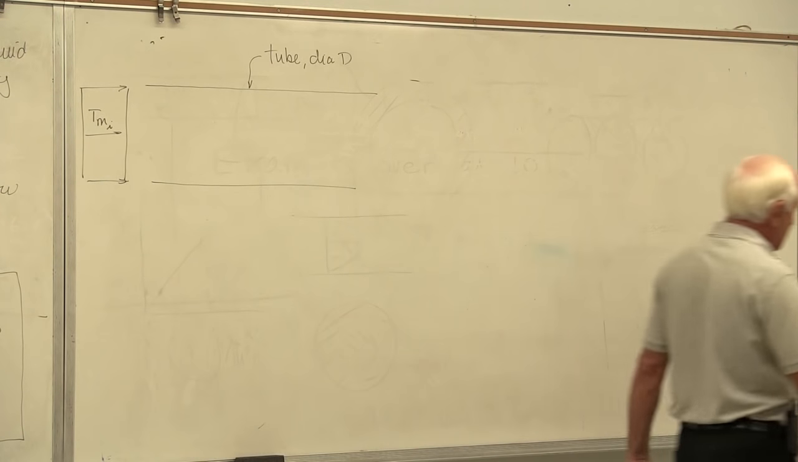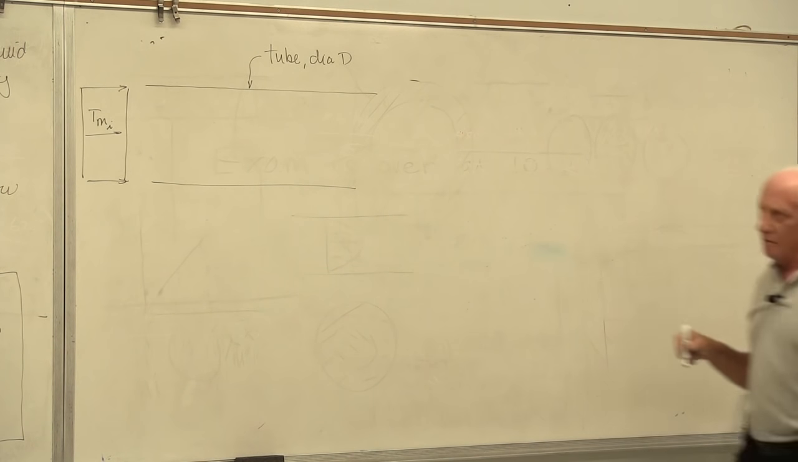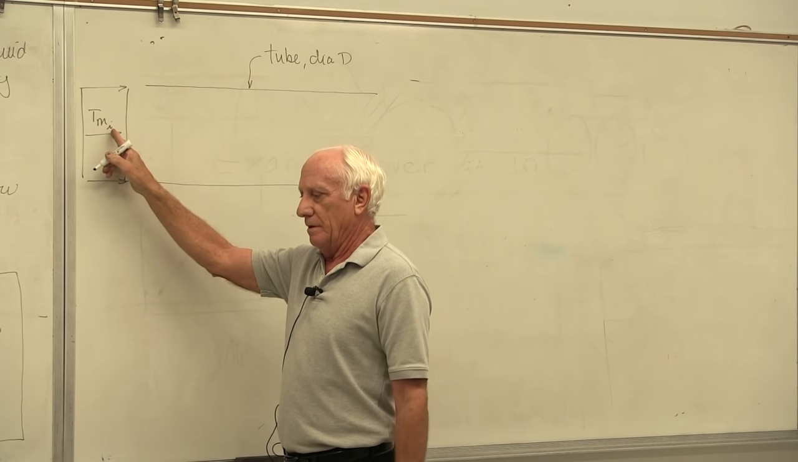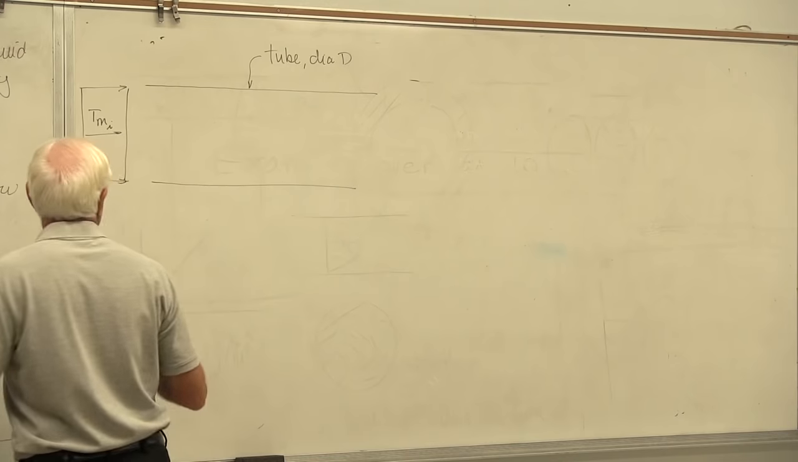Flat plate, external flow over a tube. What's the approaching temperature? T infinity, the free stream temperature. There is no free stream temperature in a tube. We call it the inlet temperature of the tube. Yeah, T_m,i, inlet temperature of the tube.